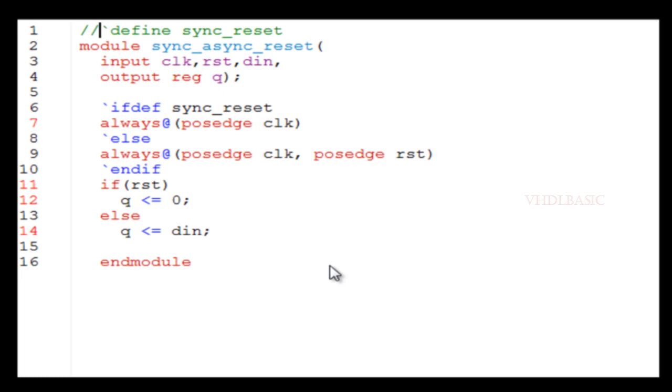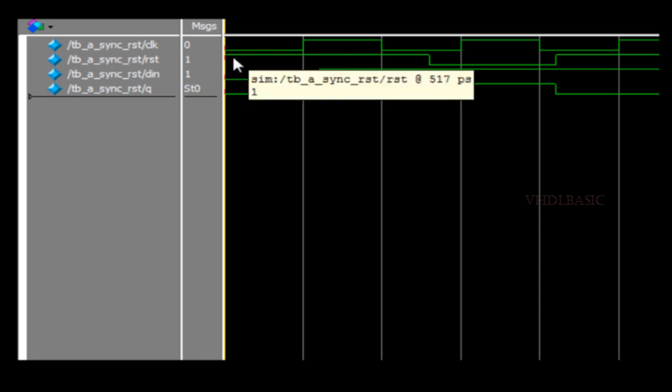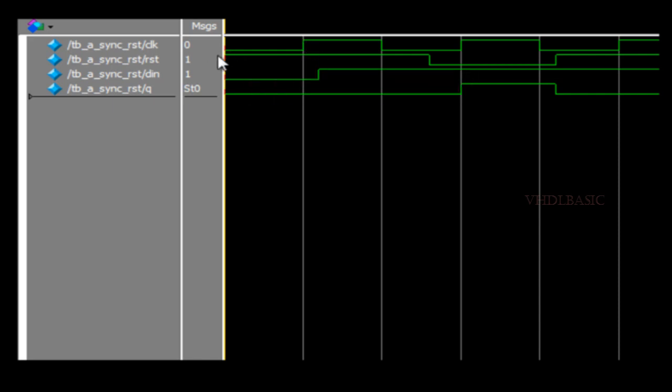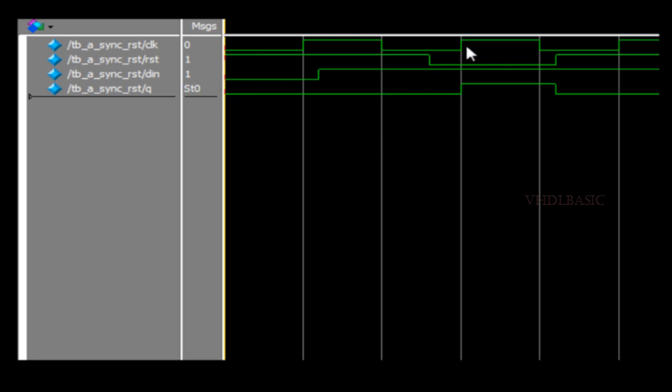So I have simulated this particular condition, and I will explain that in this simulation waveform. If you see, the reset is high before the rising edge of the clock, and the output Q already is 0. So independent of the clock, the output Q is reflected. At the next rising edge, at that time the reset is low, so the D input value will be reflected in the Q.